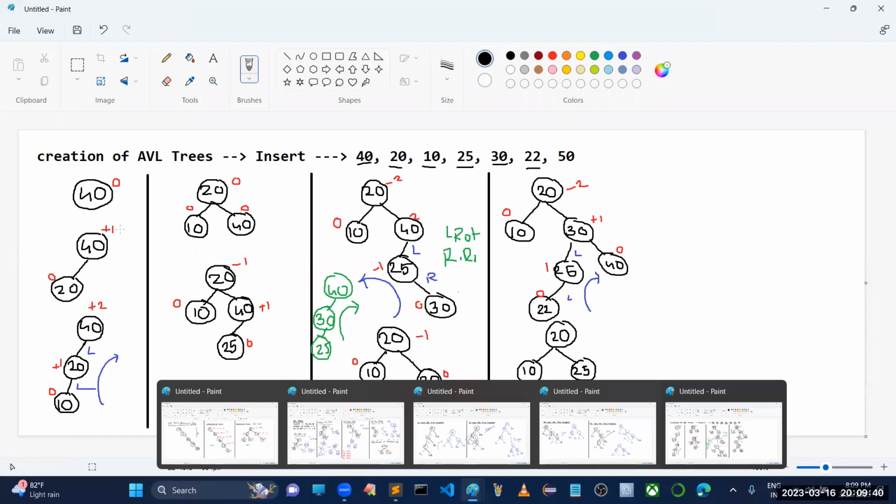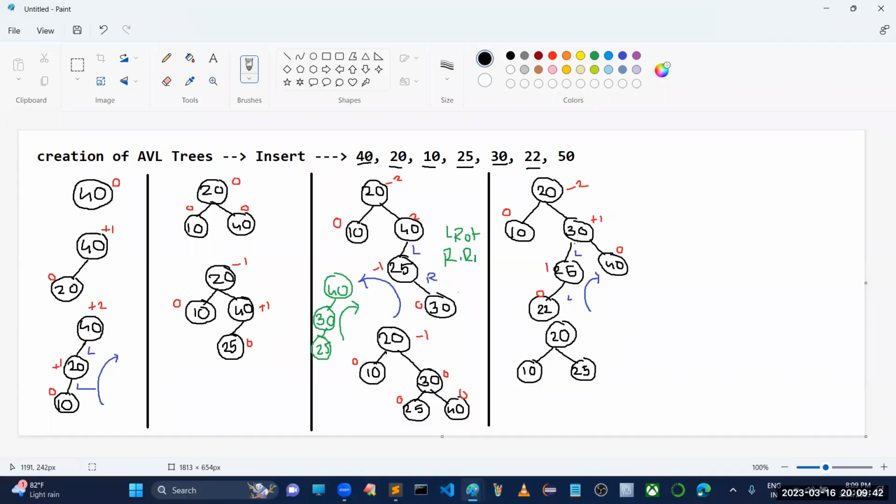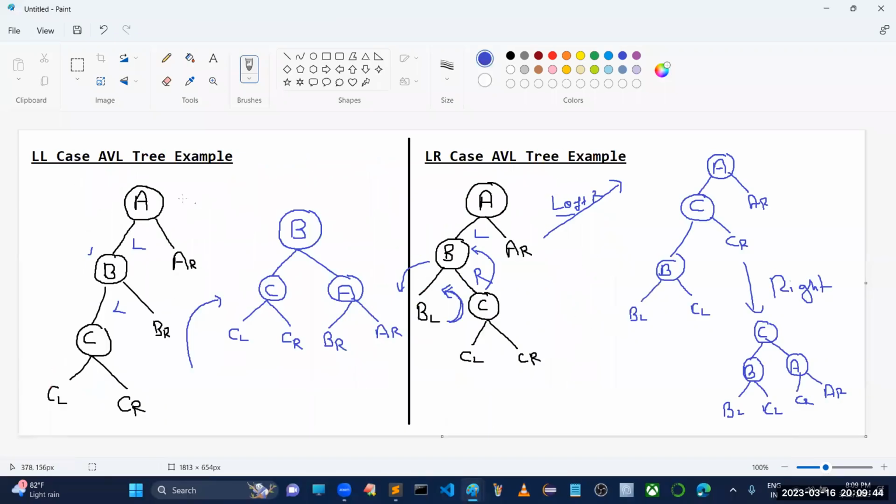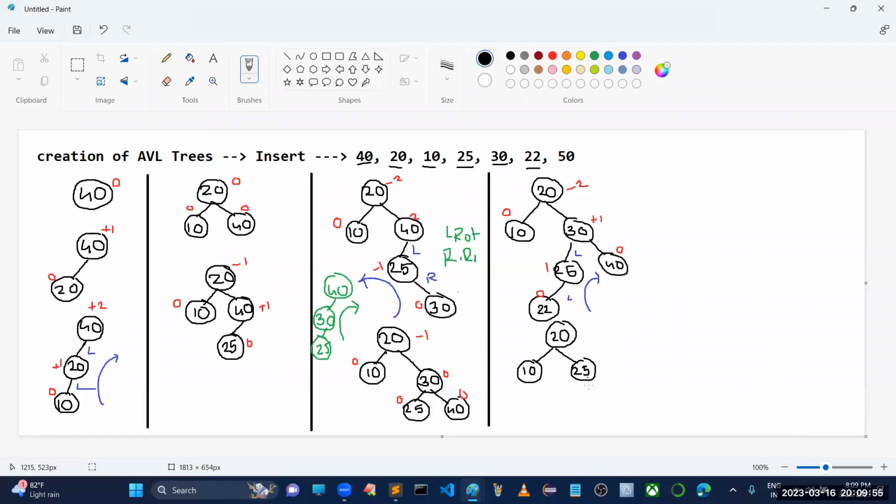Yeah, in this case, right? If you see, here we have 30, 25, 22. So 30, 25, 22 is there, and unfortunately this 40 is there. In this case, which should become the root node? B. 25 should become the root node. 25 came as the root node.